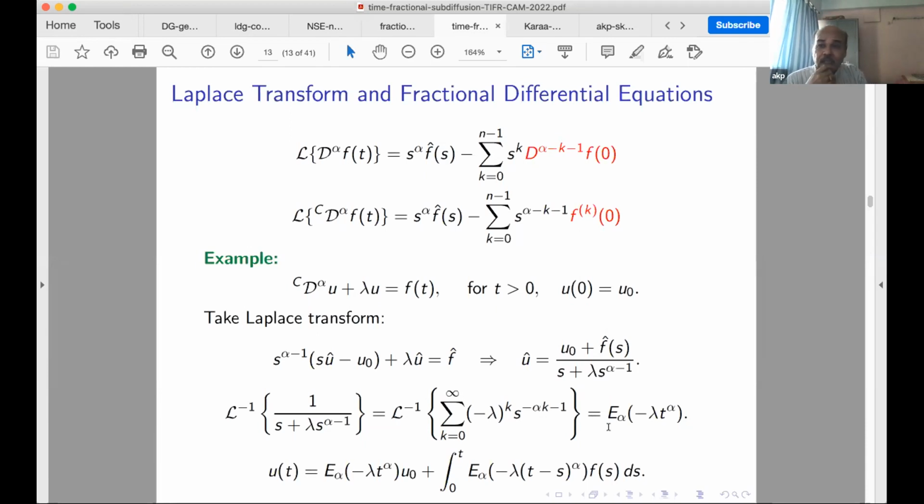you get what is called the Mittag-Leffler function, E alpha, which I will describe in the next slide, with argument minus lambda t to the power alpha. So using this representation, I can write down the solution for this problem. Simply, you can write down the solution for this problem using this Mittag-Leffler function.